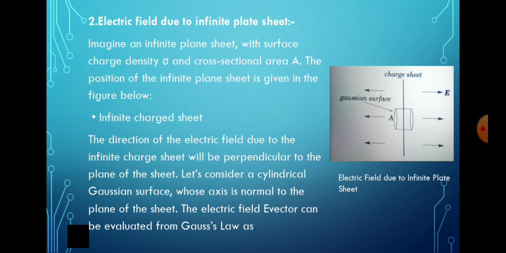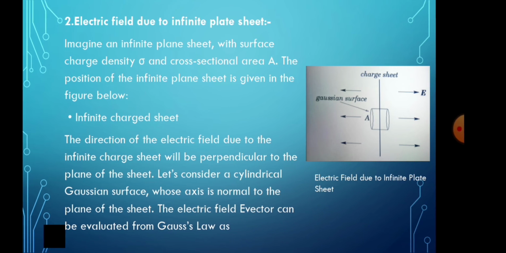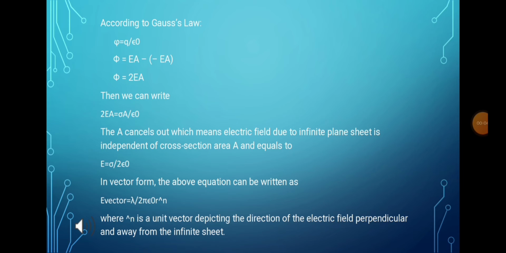The electric field E vector can be evaluated from Gauss's law as follows. According to Gauss's law, electric flux is equal to Q by epsilon naught. Electric flux is equal to EA plus EA, which implies electric flux is equal to 2EA. Then we can write 2EA is equal to sigma A by epsilon naught. The A cancels out, which means the electric field due to an infinite plane sheet is independent of the cross-sectional area A and is equal to E equals sigma by 2 epsilon naught.